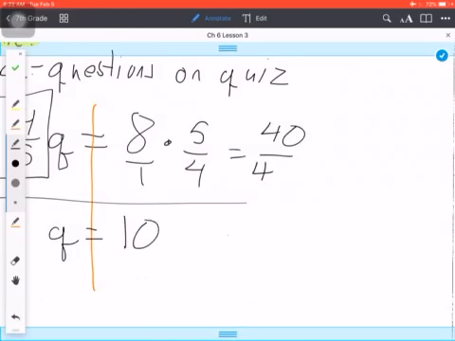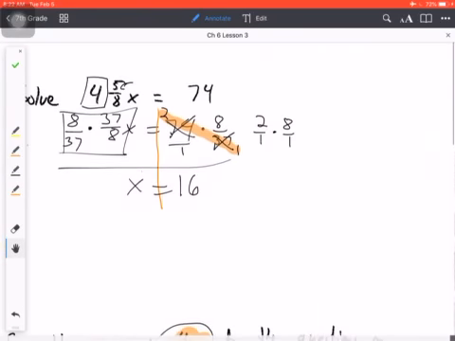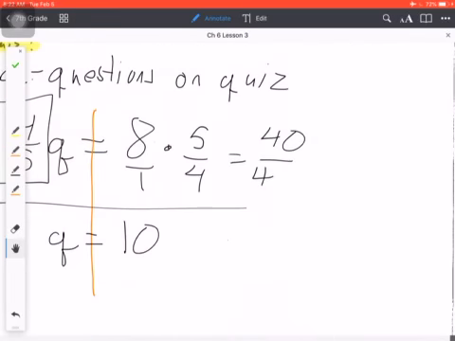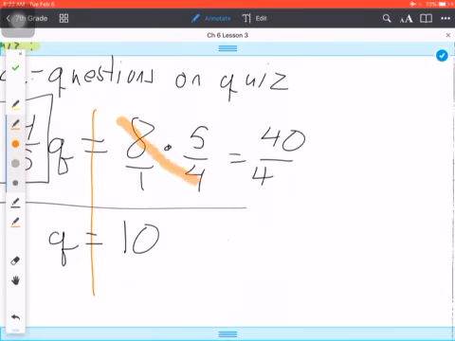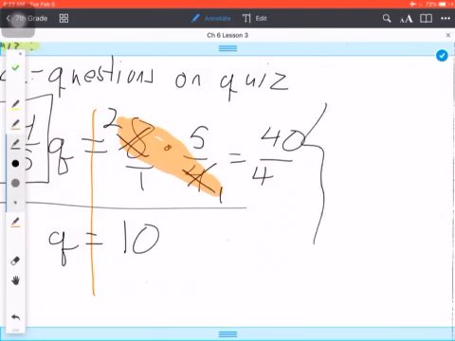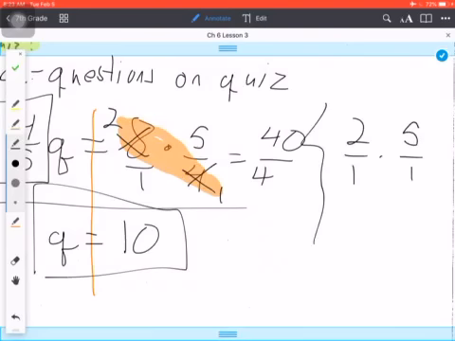You could have also done it a little bit different, just like what we did on this problem up here, where we did a cross cancellation. You do the same thing here, because 8 and 4 have a common factor of 4. So if I take a 4 out of each of those, I can take one 4 out of 4 and two 4s out of 8. So now my new problem would be 2 over 1 times 5 over 1, which happens to be the 10.